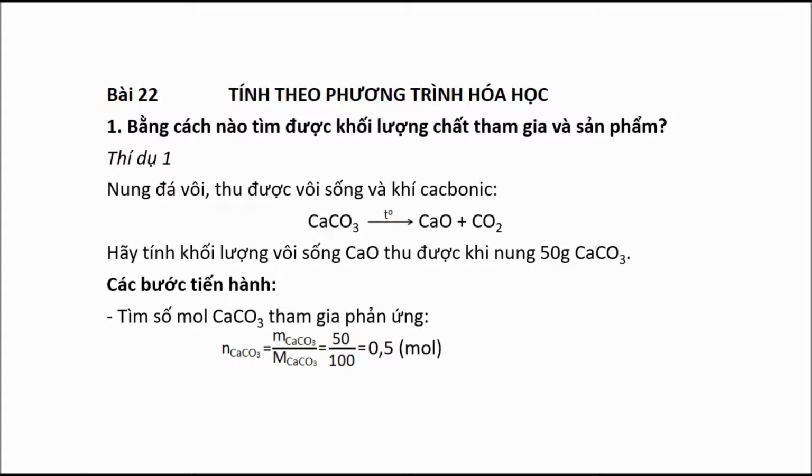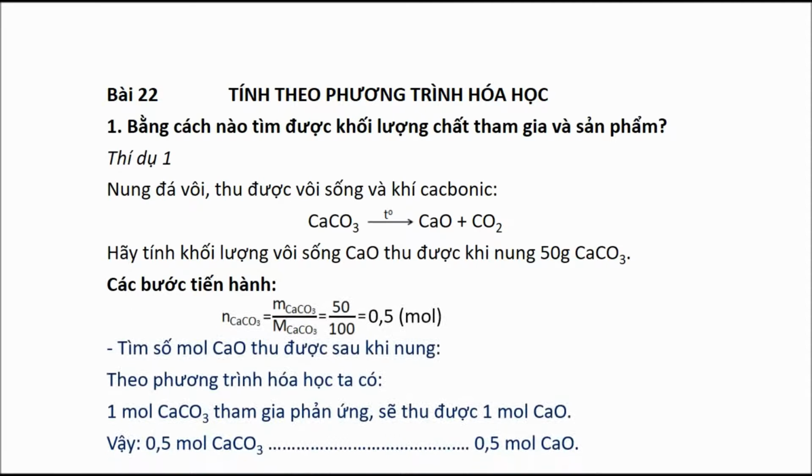Example 1. Calcining limestone produces quicklime and carbon dioxide gas. CaCO3 heat to form CaO plus CO2. Calculate the mass of quicklime obtained when 50 grams of CaCO3 is calcined. Procedure. Find the number of moles of CaCO3 taking part in the reaction. nCaCO3 equals mCaCO3 over MCaCO3 equals 50 over 100 equals 0.5 mole.